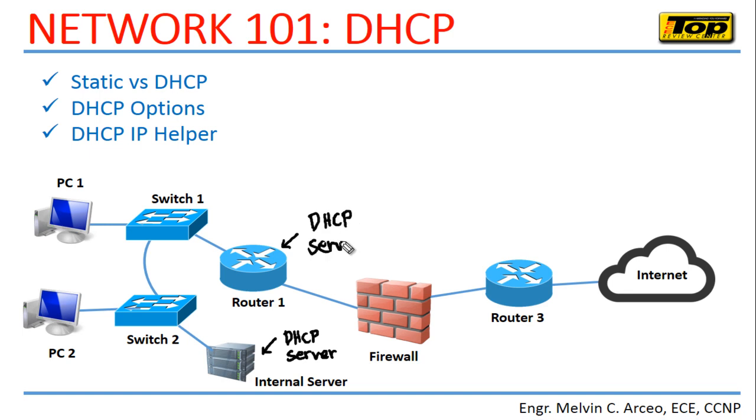And take note that the internal server, Windows machine or Linux machine, can be a DHCP server. A router could be a DHCP server also, pero ginagamit siya one at a time. No? Hindi pwedeng sabay. Kung ang router mo na ang DHCP server, you might not want to configure a DHCP server on the internal server and vice versa. Okay, so isa-isa lang ang paggamit natin ng DHCP server, either the internal server or the router.